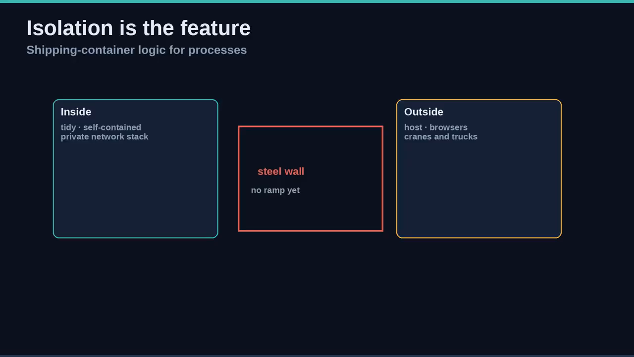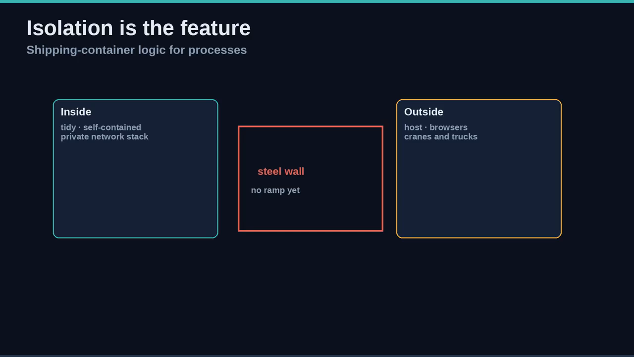Picture a shipping container at a port. Inside it, everything is tidy and self-contained. Outside, cranes and trucks move freely. Without a deliberate ramp, nothing crosses the steel wall. Docker containers work the same way for processes and networks. Isolation is the feature, not the bug. But isolation has a cost. An application may be healthy and still unreachable because its internal network is not connected to your machine's network.